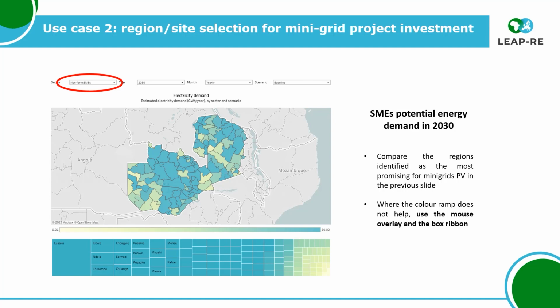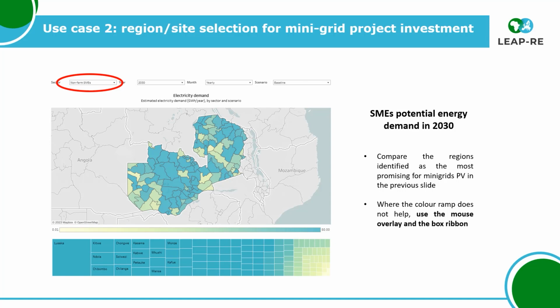So here we are looking at the non-farm SME energy demand in 2030 for the baseline scenario at a yearly level. And of course, together with the previous dashboards and comparing the numbers and observing the maps side by side, it's clearly possible to assess which regions are both promising in terms of mini-grid PV potential, and also in terms of the size of the non-farm SME demand.